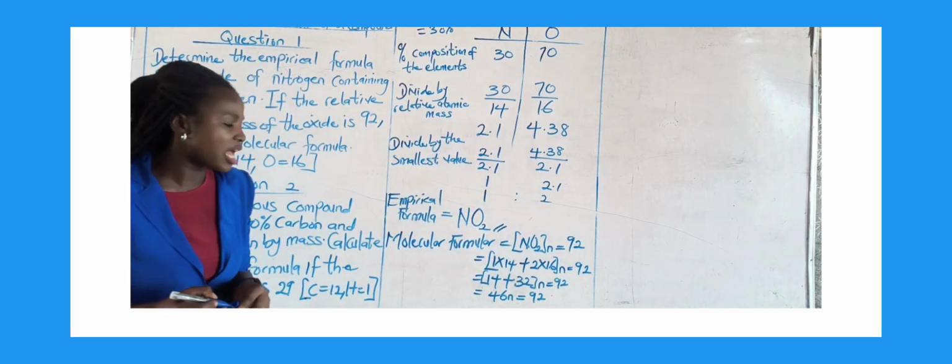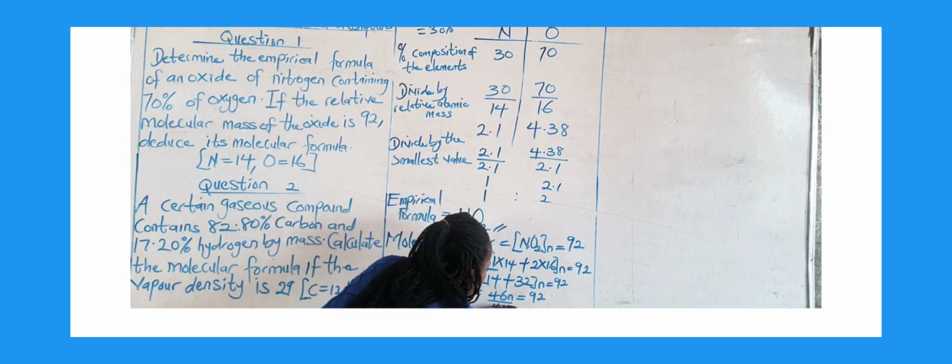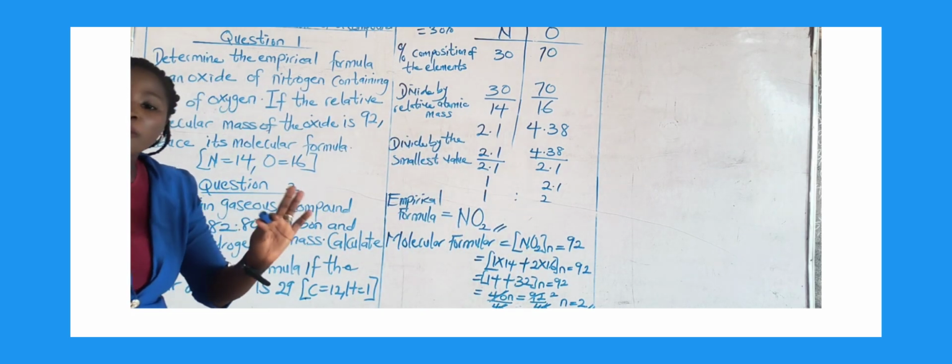46n equals 92. Divide both sides by 46 to get our n. 46 divided by 46 is 1, and 92 divided by 46 is 2. So our n equals 2. Good. We now want to write the molecular formula.